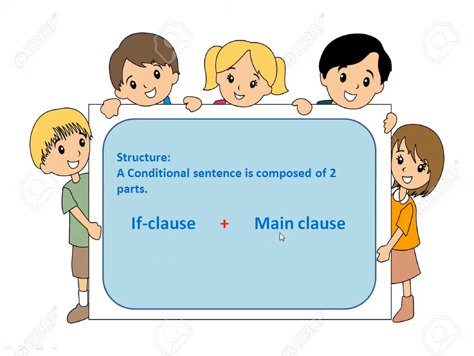ठीक है, तो जो sentences को हम जितने parts में break करते हैं, each and every part individually called clause. ठीक है, in conditional sentences we have two parts. It is composed of two parts or two clauses, you may say. One is if clause plus second one is main clause.